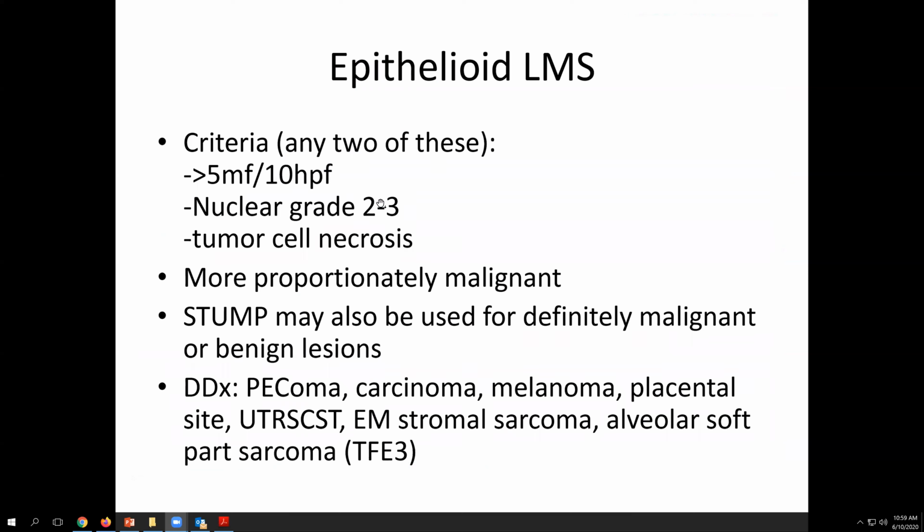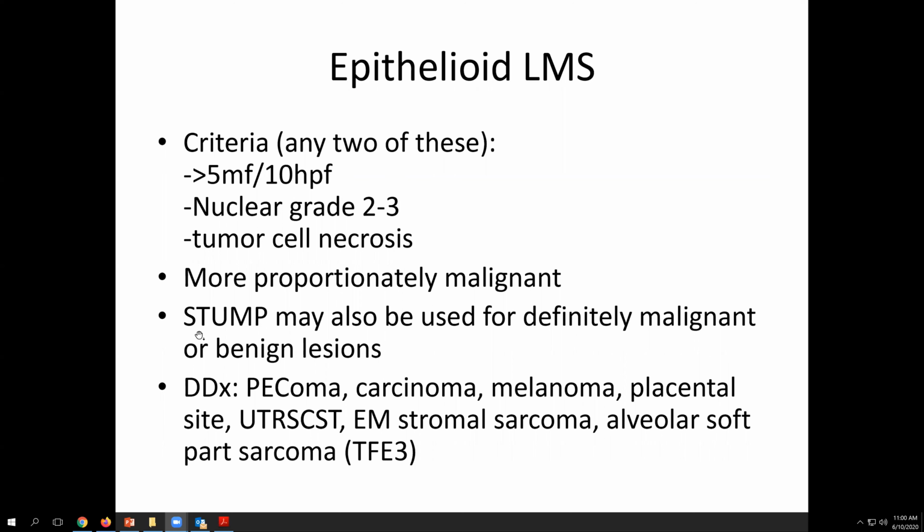So these also can be malignant. In fact, a higher proportion of epithelioid smooth muscle tumors will be malignant than typical spindle cell tumors. And the criteria that are used for epithelioid tumors are high-grade nuclei, mitotic rate greater than 5, and any degree of necrosis. But only 2 of those are required to call this an epithelioid leiomyosarcoma.